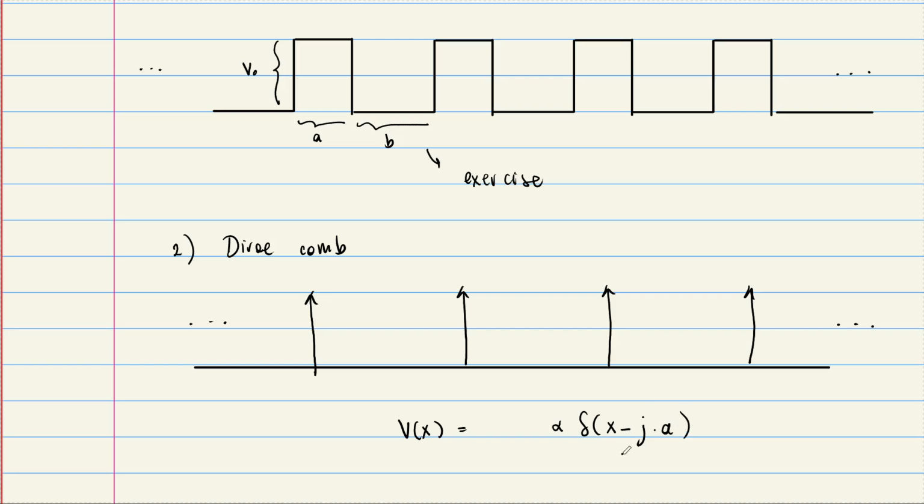Let's call A the spacing between these Dirac functions, and we need to sum over all j. So this distance is A, and the strength is some alpha here. See, we have to deal with 2 parameters in this choice. We have to deal with 3 parameters in that choice.